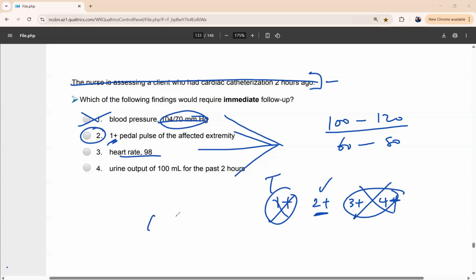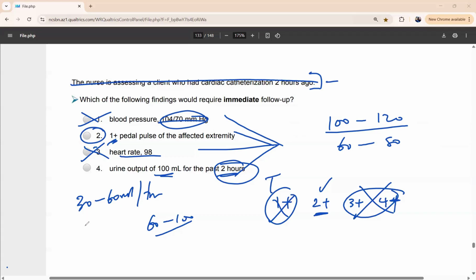Heart rate 60 to 100. Good. Urine output 100 ml in 2 hours, and you were able to break it down well. Correct urine output is 30 to 60 ml per hour. So in 2 hours, that would be 2 multiplied by this, 60 to 120 in 2 hours. So it's within range, and since it's within range, that's fine. So this is not a problem. So the answer you are left with is what? 2. So 2 is the problem. You understand?